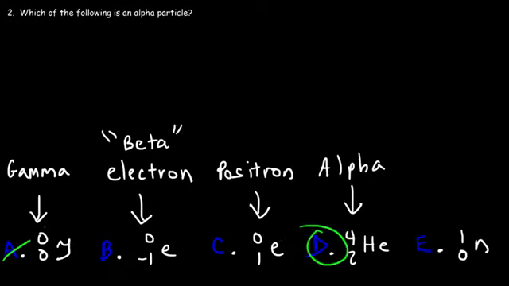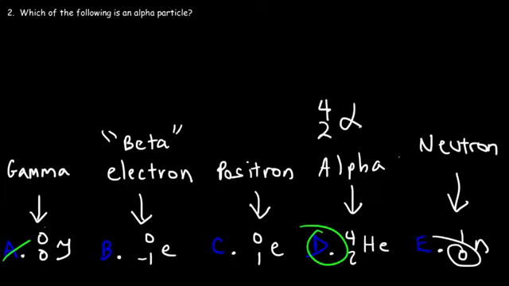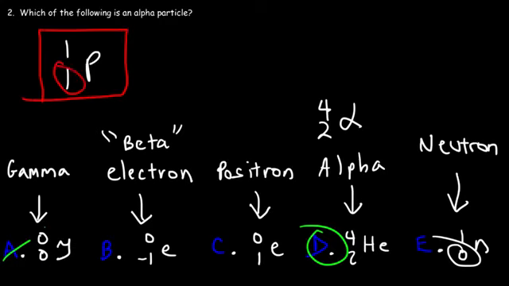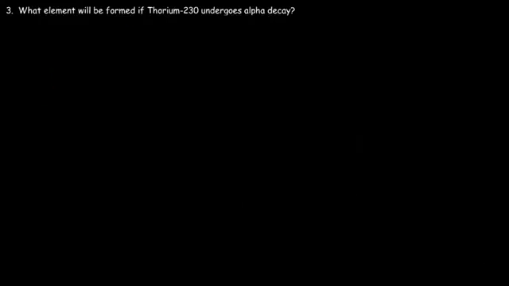And then E represents a neutron. A neutron has a mass of 1 and a charge of 0 because it's neutral. And the alpha particle, you can also write it this way, with an alpha symbol instead of the helium symbol. Now there's one other particle that you need to be familiar with, and that is the proton. The proton has a mass of 1 and a charge of 1. So just make sure you know these particles because you'll need them for other problems coming up soon.